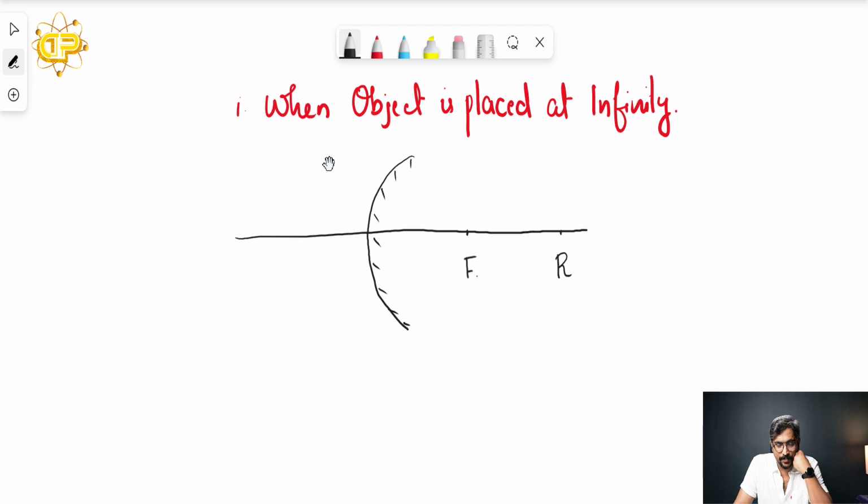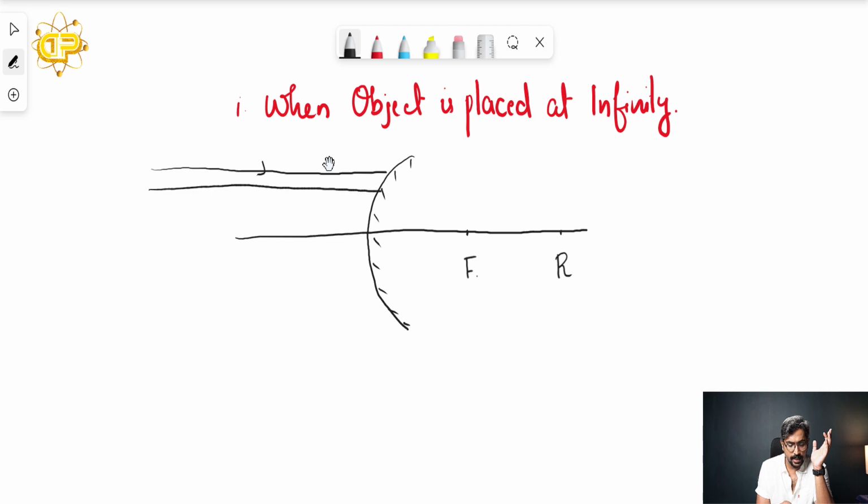We have a concept that when object is placed at infinity, then the light rays will be parallel to each other. It is not necessary, once again I am saying, it is not necessary that these light rays 1 and 2 be parallel to this particular principal axis. That is not at all necessary. But among them, light ray 1 and 2, they will be parallel to each other. In this scenario, I am just taking they are parallel to the principal axis also.